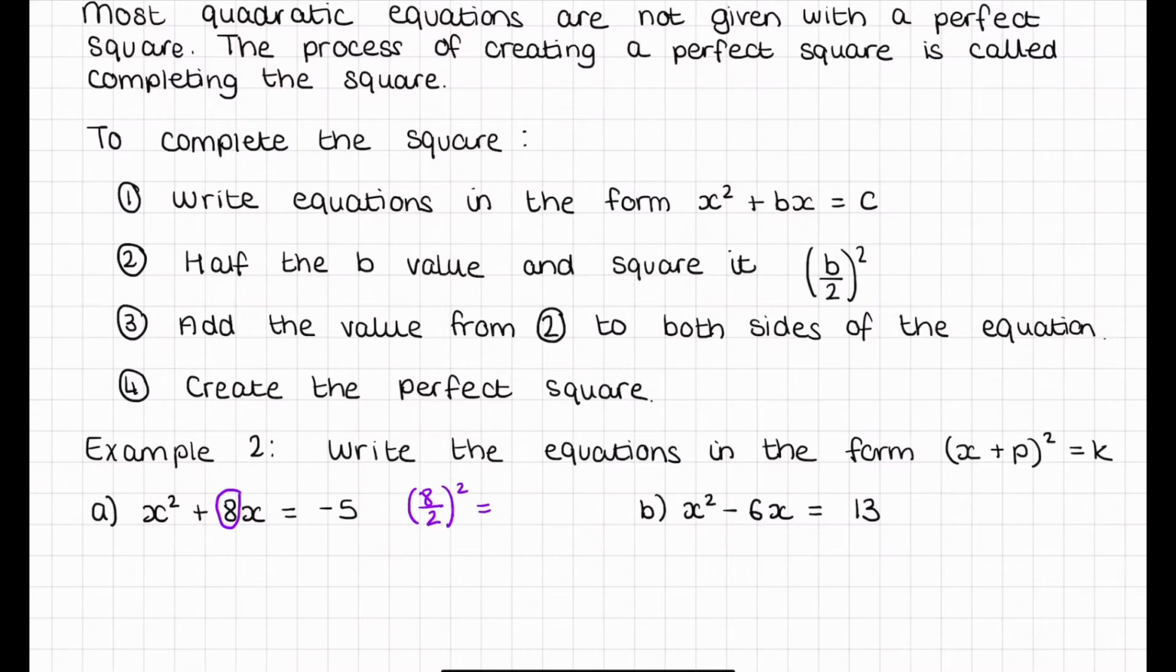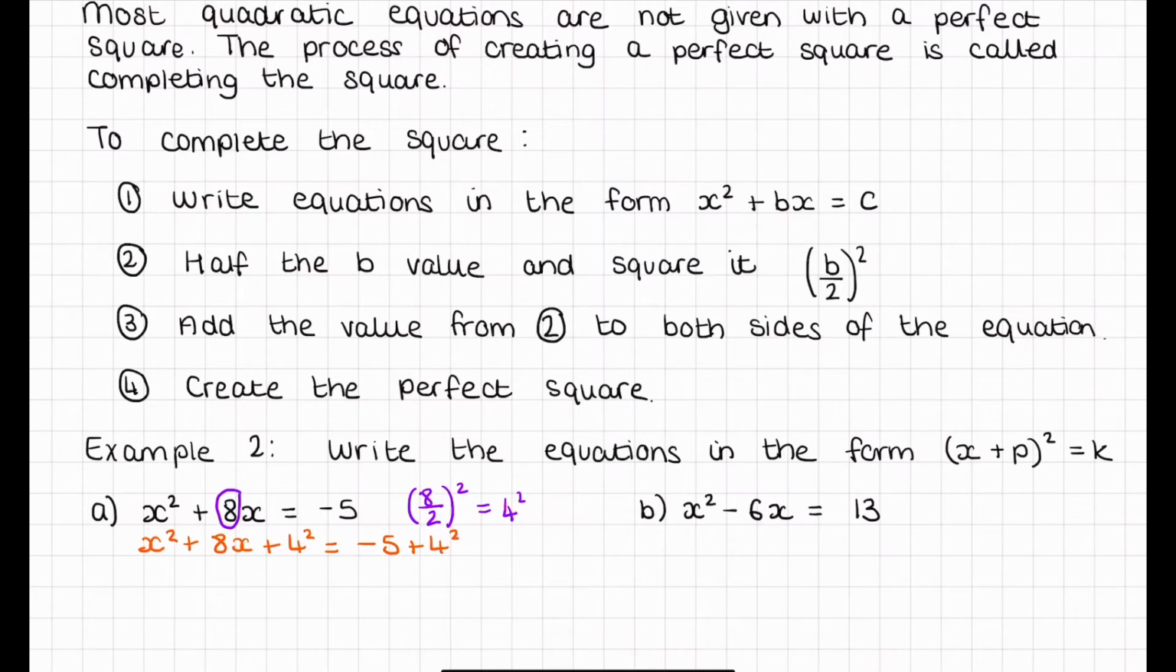But what I'm actually going to do is I'm just going to leave it as 4 squared, and you'll see why. So once I've done that, we're going to add it to both sides of the equation. So we're going to have x squared plus 8x, now we're going to have plus 4 squared equals minus 5 plus 4 squared. So that's step 3, add that to both sides of the equation.